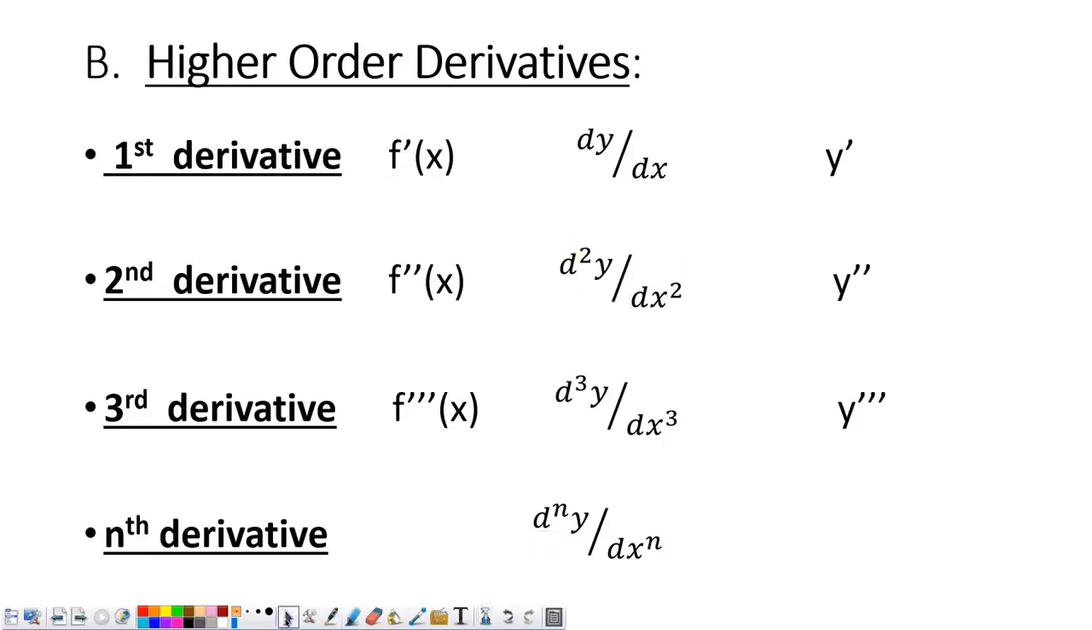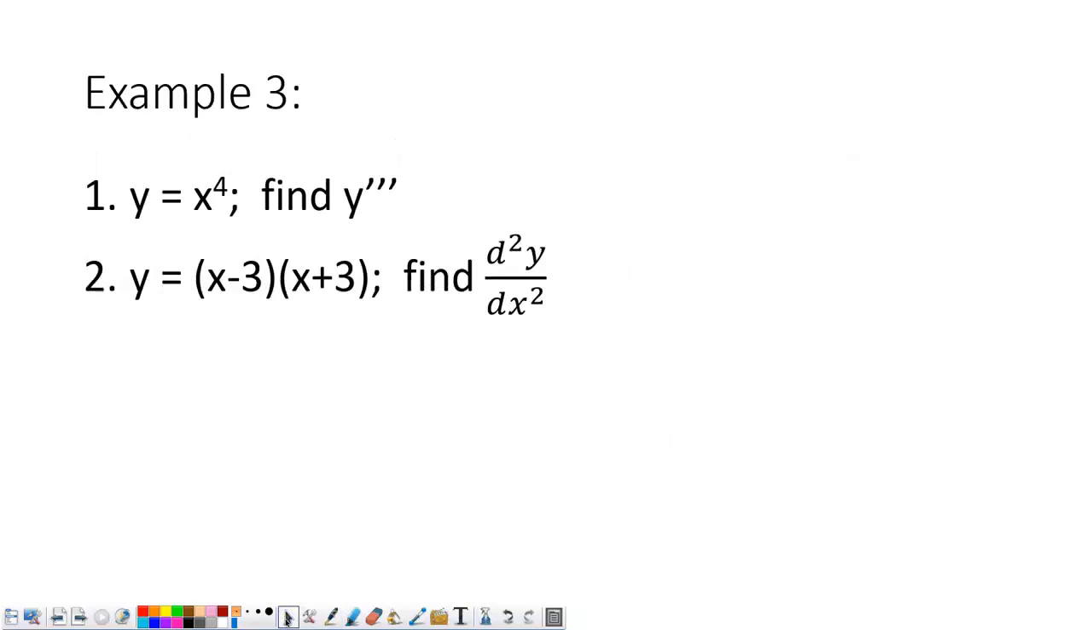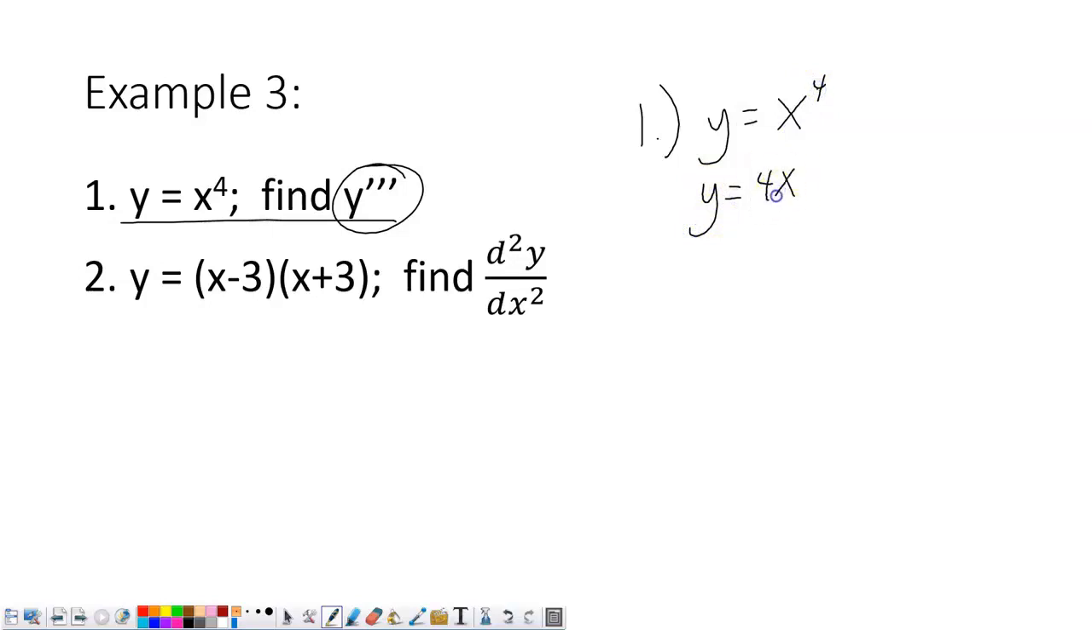All right. So that being the case, there's your higher order derivatives. So let's go ahead and take an example here. This says y equals x to the fourth, and they're asking us to find y triple prime. That means they want us to find the third derivative. So here we go. If y equals x to the fourth, then y prime would be, move the 4 to the front, and take 1 off the power. It's a power rule.